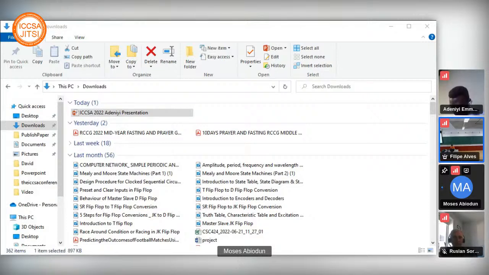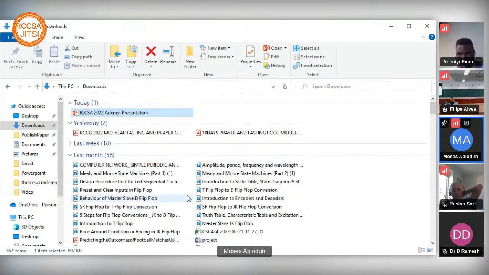Can you see it now? No. Should I share the slide from here? Yes, the slide is here and then we're moving it. Okay, just stop sharing your screen. Okay.